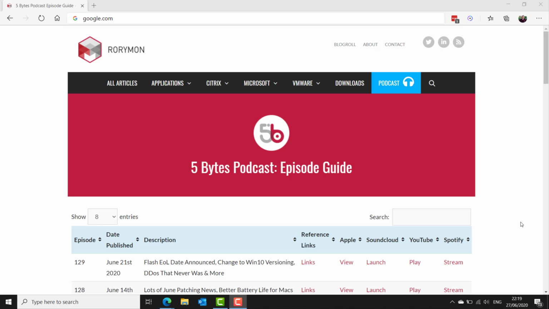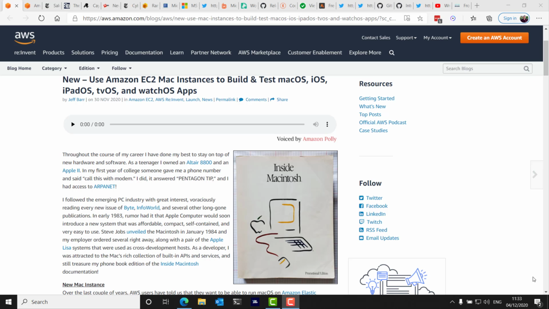And now for some news. There was a big announcement from AWS this week. Through Mac Mini hardware and the AWS Nitro system, AWS is enabling us all to now use Amazon EC2 Mac instances to build, test, package, and sign Xcode applications for the Apple platforms, including macOS, iOS, iPadOS, tvOS, watchOS, and Safari.